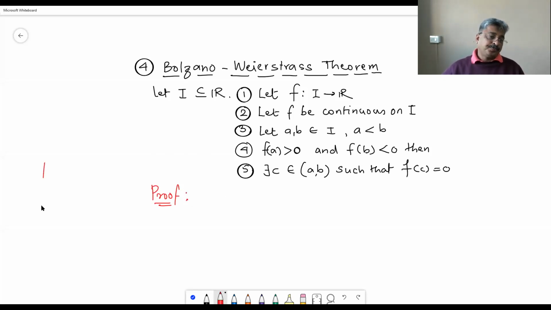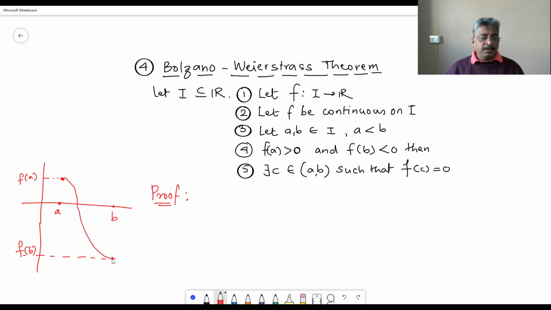The idea is that there is A, there is B, at A f of A is positive, at B f of B is negative, and therefore you will have maybe one or two, I don't know, but let us have one point, and if the function is continuous, then you will have at least one C, which will give you the value of the function equal to 0. That is what this theorem is all about.